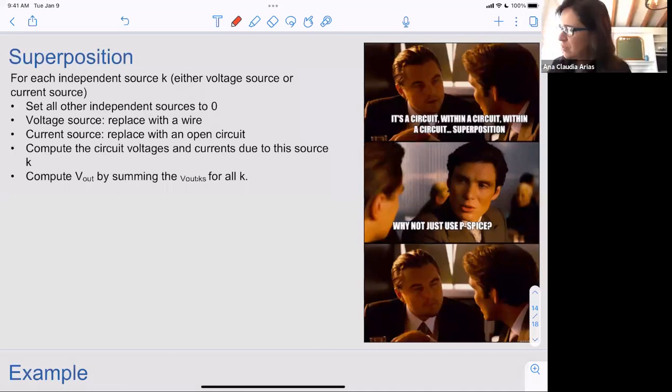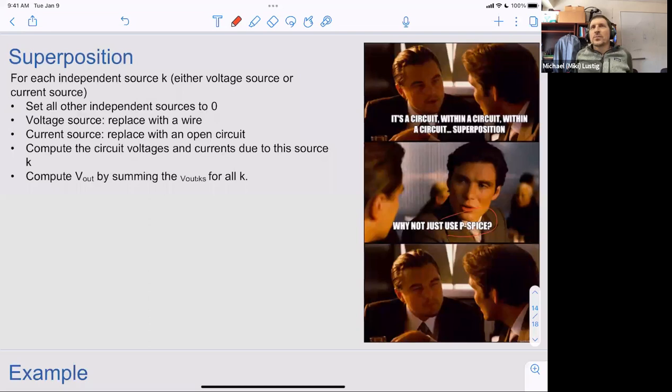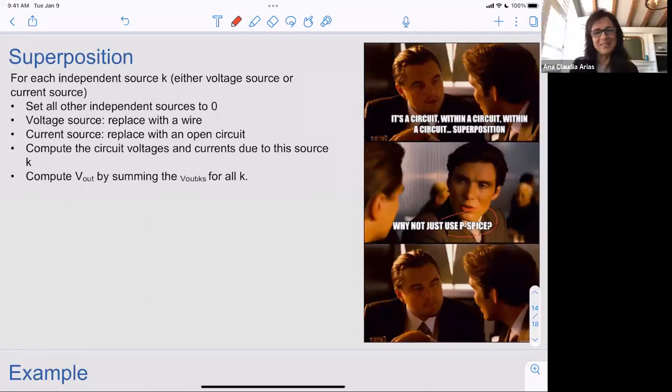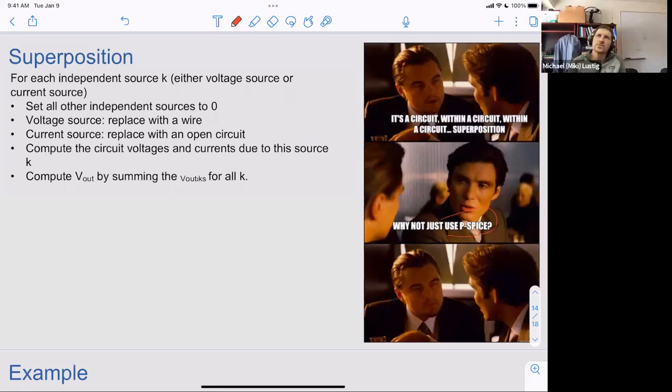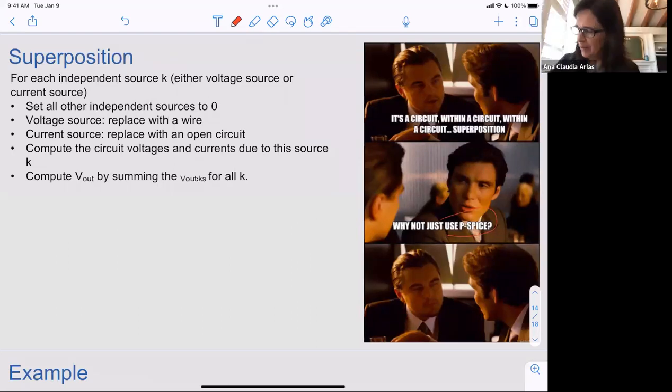Why not just use PSpice? PSpice is a software. Yeah, it does that exactly. I mean, in some ways, right? It simulates basically the whole thing, right? Right, that's exactly it. And also more advanced models too. Right, that's exactly right. Okay.